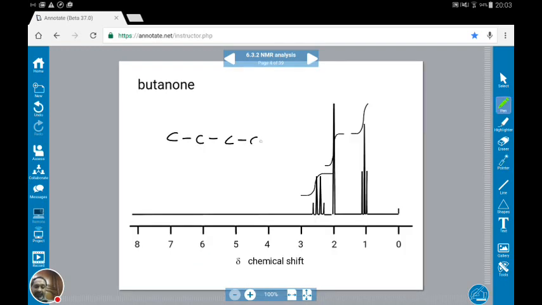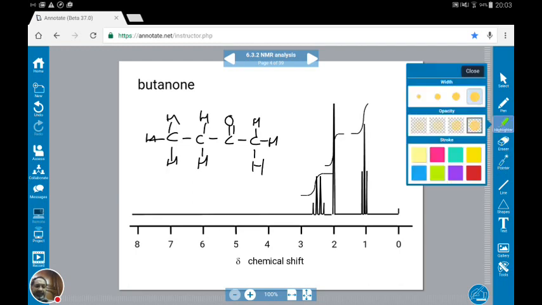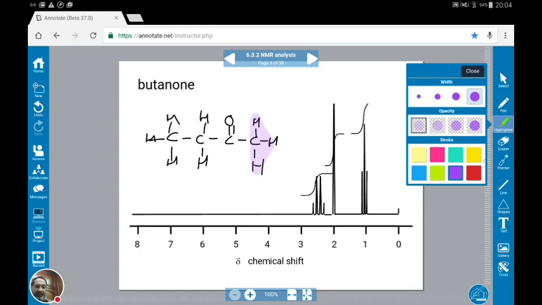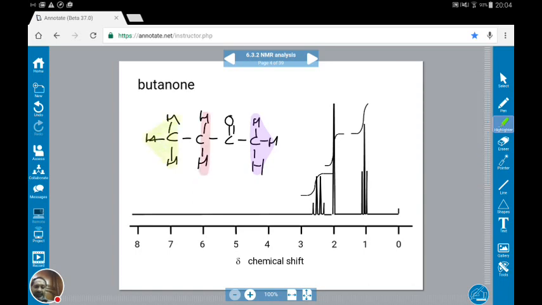1, 2, 3, 4. You have a C double bond O, and the rest you have methyl groups. So let's put that there. Okay, so this is butanone. Within the butanone again, what we will see is we've got 3 distinctly different types of hydrogens. So if I highlight them, group 1 over here. Now one could argue that the CH3 group here is actually the same as the CH3 group here. But in terms of NMR, they're quite different.